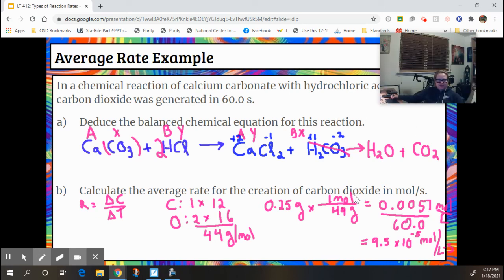And that is how we calculate the average rate for this particular reaction. And it seems so nice, simple, and straightforward, but for this reaction it is because it's called a 0 order reaction. You're going to find out why that's important in the next video when we talk about instantaneous rate.